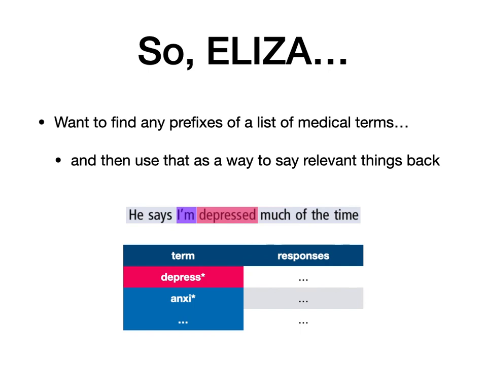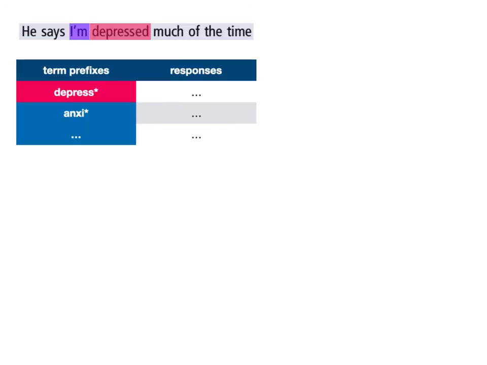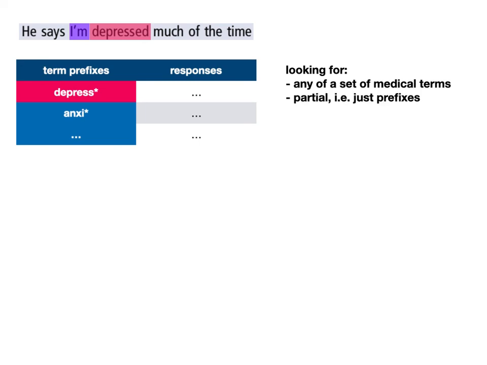So it's going to look up if a term is found, which it will have to search for, it'll look it up and then it'll find responses, right? So let's run through that. What are we looking for exactly in terms of a regular expression? We're looking for any number of terms from a set of medical terms that we're keeping track of because we are a therapy bot. It can be partial, so it's just the prefixes of those words. We need to consider that when we're constructing this. And then it can be anywhere in the string. We're not concerned about it being at the start or end of the string.